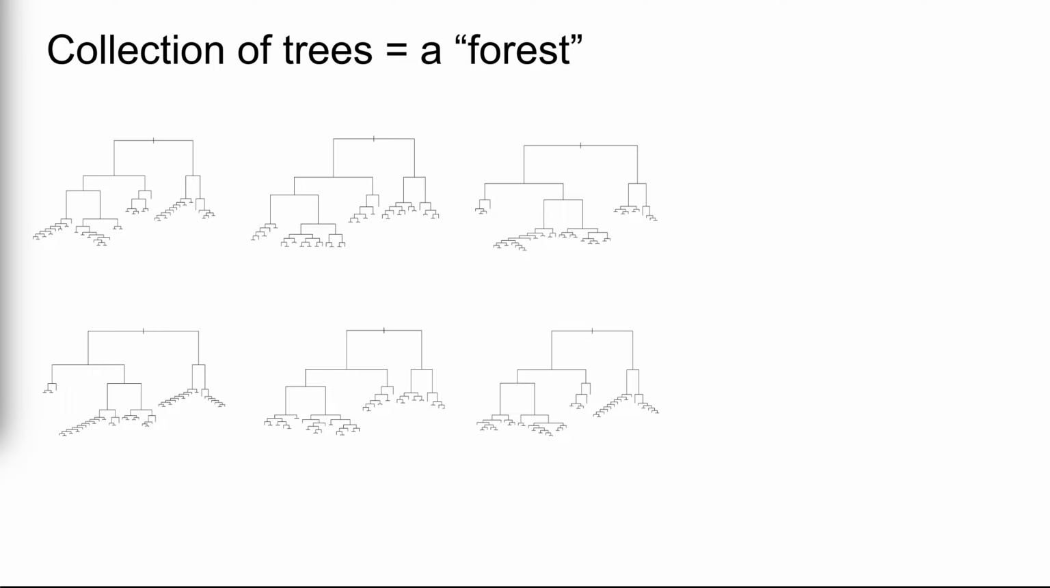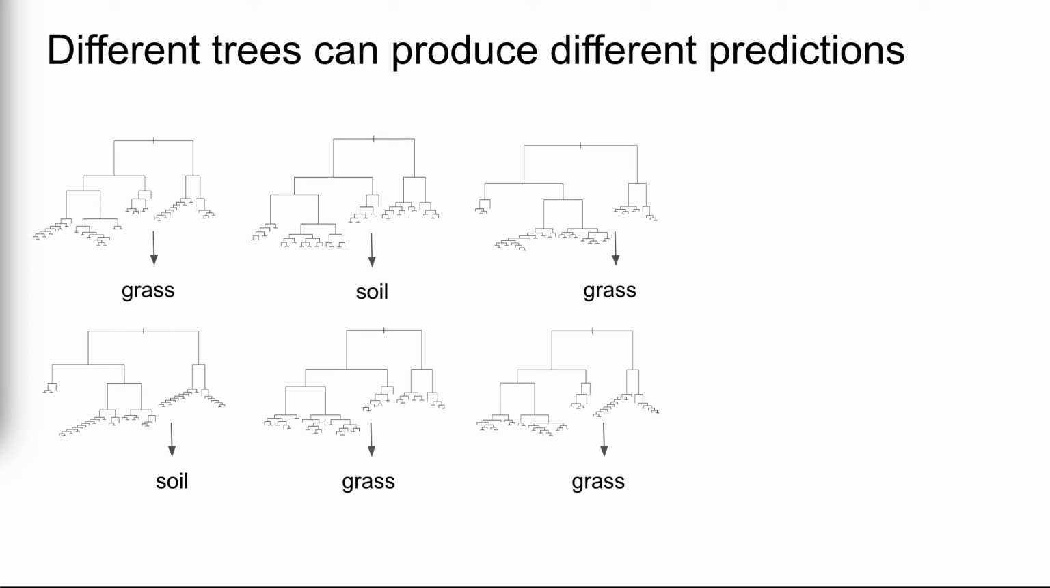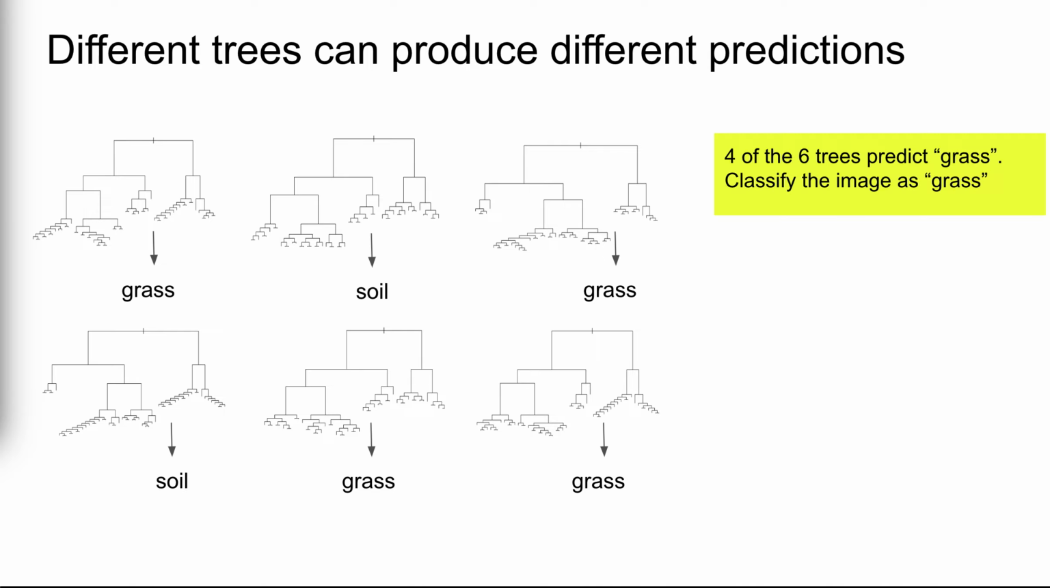Again, after repeating the resampling process over and over, we end up with a collection of trees, or a forest. Now, since every tree in a forest can be different, they can also lead to different classifications or predictions. For example, suppose we used each of the 6 trees here to classify the same land use image. Some predict this image is of grass, and others predict that it's of soil. However, the majority of the trees, 4 of 6, predict that this image is of grass. Hence, combining these results and taking the majority vote, it makes sense to classify the image as grass.